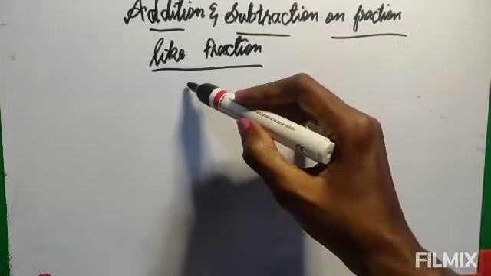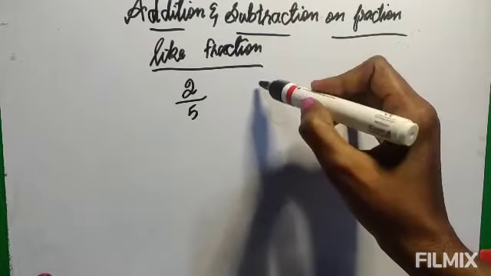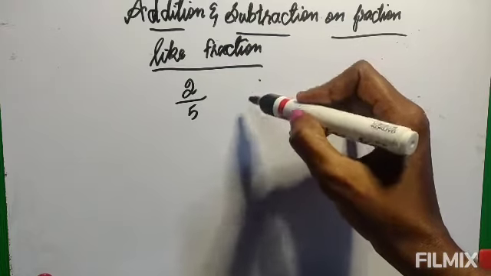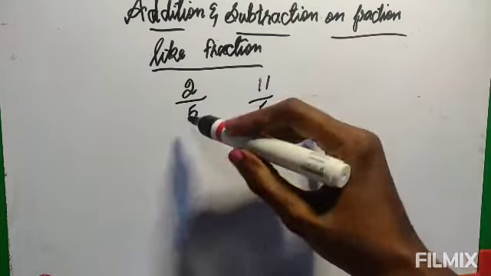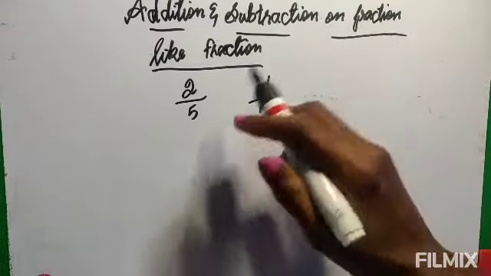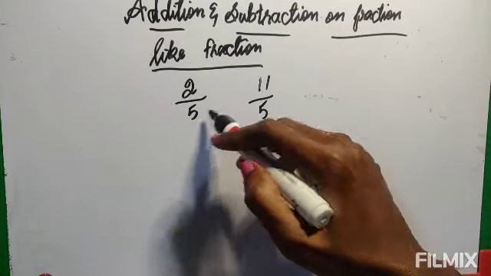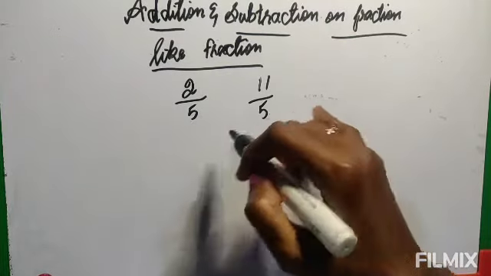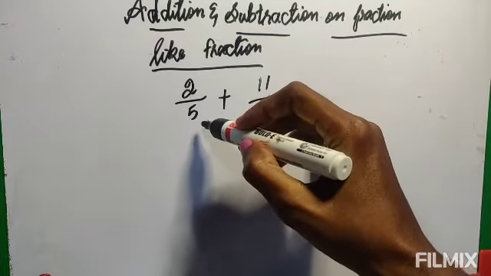Okay, now for example, let me give 2 by 5 and 11 by 5. So these two are like fractions. This is a proper fraction, this is an improper fraction. Since they have the same denominator, they are like fractions. So now let's add these two.